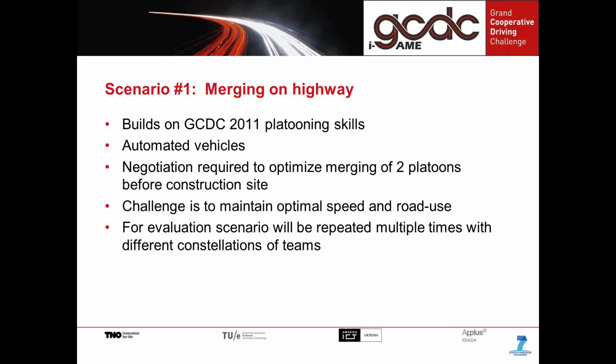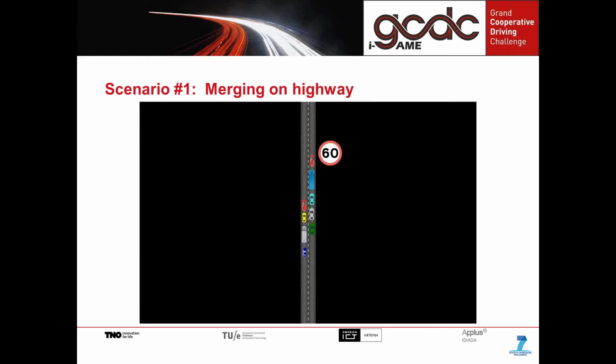If you want to get focus in your project, you have to have key scenarios in which you test and develop the cooperative automated systems. We chose to have two scenarios, together with a reference group where people from industry, from research organizations, and from suppliers gave their input on the scenarios that we chose. There's one on a highway section and another one on an urban scenario. The highway scenario was inspired by the first GCDC.